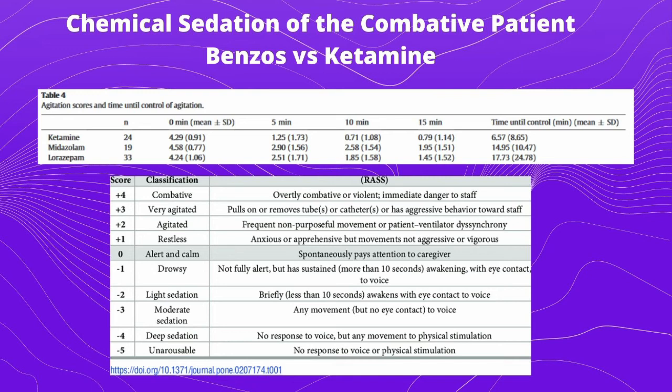Following the chart to the right, as it measures the reassessment of the RASS score, ketamine was superior to both midazolam and lorazepam at the 5, 10, and 15-minute marks, and the overall time to control the patient was markedly less in the ketamine group as opposed to the benzo group. At the same time, while ketamine appears to work exceedingly well in the actively combative or severely agitated patients, it is pretty limited if you're looking for anything less than total dissociation.